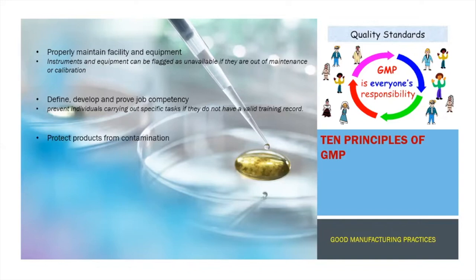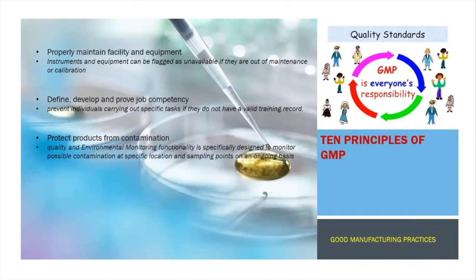Protect products from contamination. Quality and environmental monitoring. Continuous monitoring functionality is specifically designed to monitor possible contamination at a specific location and sampling points on an ongoing basis. And especially in the liquid manufacturing and in the sterile manufacturing area, you will see that the microbial and air particulate monitoring is on a continuous basis during the production, during the filling process, during in-process test. So you make sure that none of the samples actually cross the limits of air particulate matter. Build quality into products. Perform regular audits to ensure compliance.